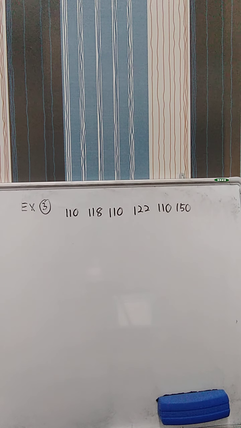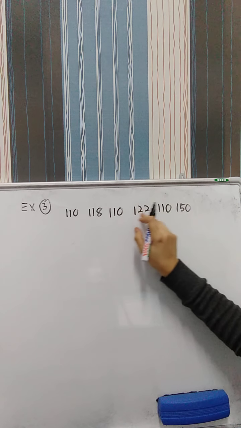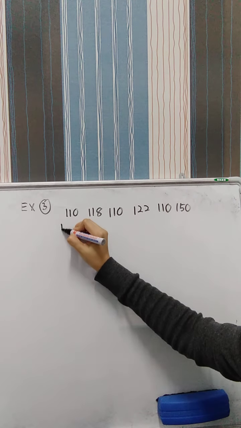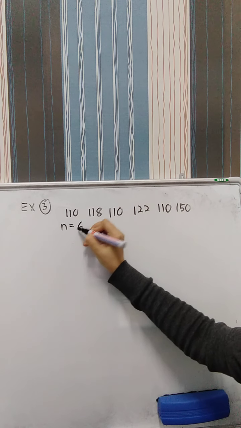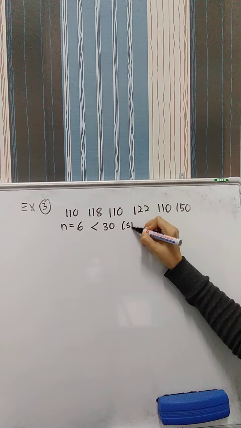Okay, so first you need to identify the N and the standard deviation. So how many data given? 1, 2, 3, 4, 5, 6. So you have N equal to 6, which means less than 30. This is a small sample.